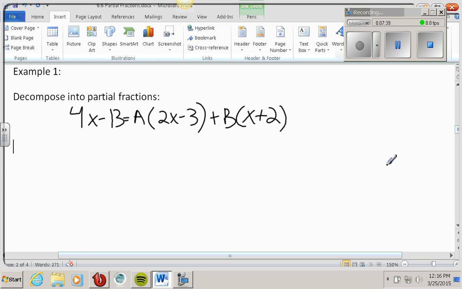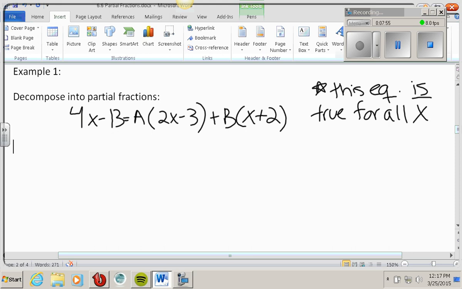Okay? And I'm going to note on the side, because we're going to come back to this with every example, that this equation is true for all of x, all x values. So what that means is that we can substitute any value of x and still have a true equation. So I am going to choose, and you'll see why I'm choosing it in a second, x equals 3/2. So we'll substitute 3/2 in for x.